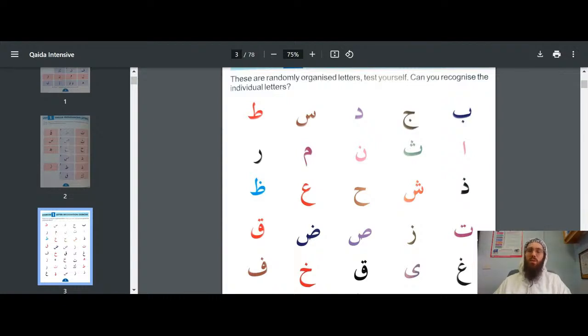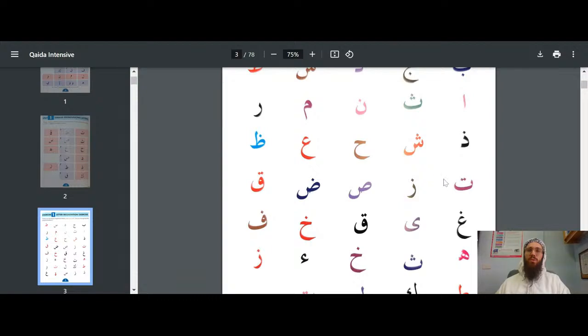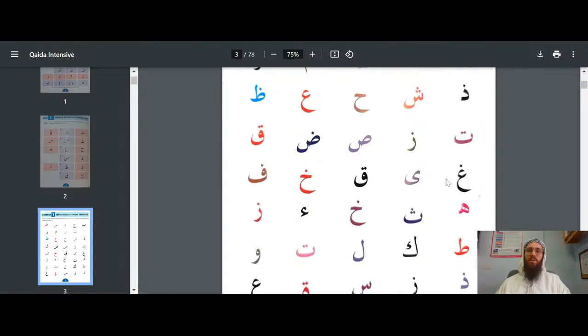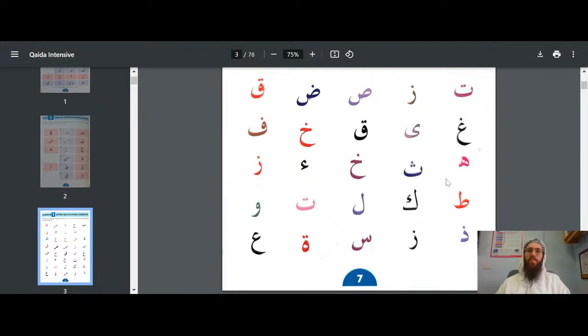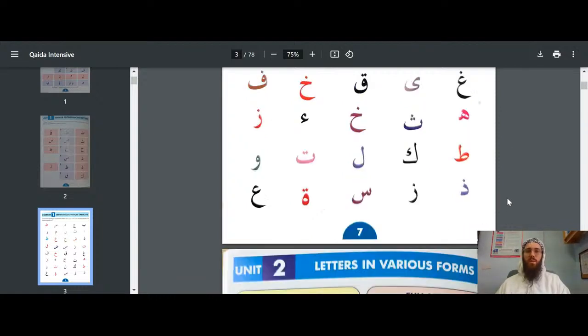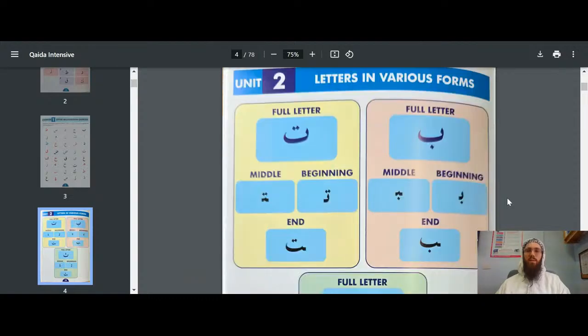Then make sure you can recognize each one. So this first letter, you should say this is a ba, this is a jim, this is a dal, this is a sin, this is a ta, and you go through and make sure that you know and can recognize all of these letters. So I'll let it be for a second. You have the ability to pause the video right at this moment. Look on screen, go through them, practice, practice, practice. Make sure you're able to recognize the letters.